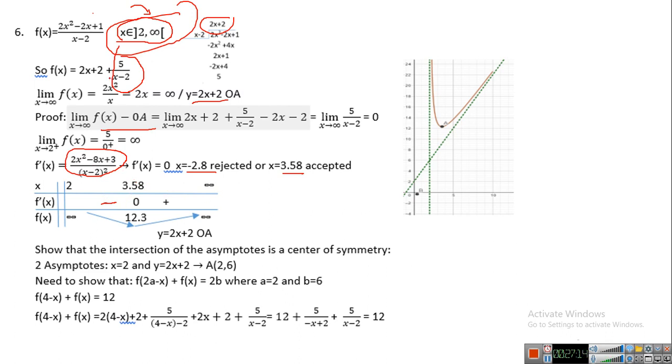Well, f of x, you replace by 3.58 here, you get this number. So down and up, you have x equal to 2 vertical, coming from the vertical to the minimum and to the oblique asymptote, which is graphed here. Show that the intersection of the asymptote is the center of symmetry. You can check it by yourself, because here if you replace x by 2, you're going to get 6. You can check it by yourself, guys.